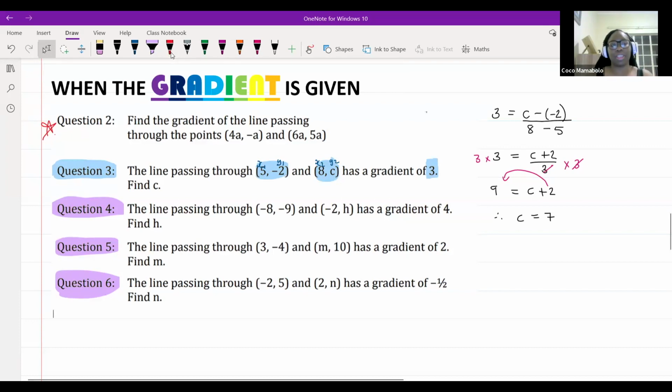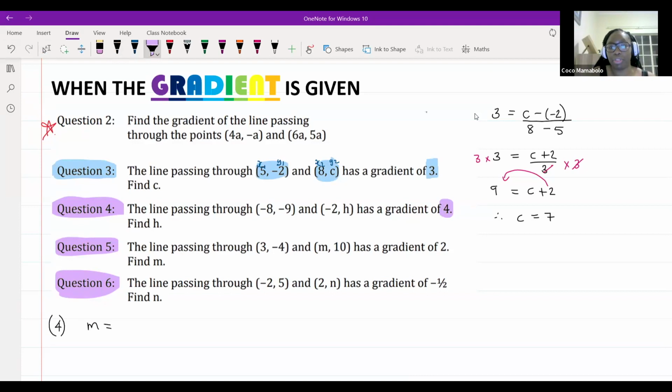All right, peeps, let's have a look at some of these answers. Let's have a look quickly at question 4. We know the formula for the gradient. I know the formula for the gradient is m is equal to something, but in this case, they've already given me m.